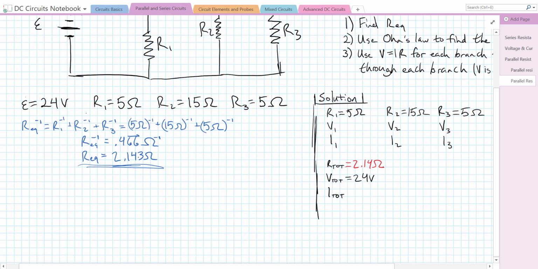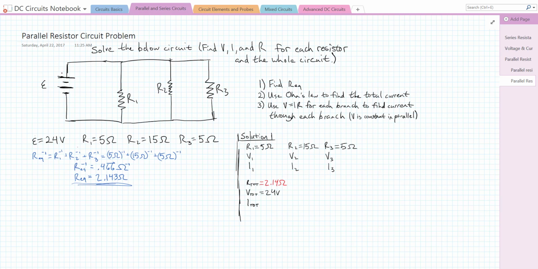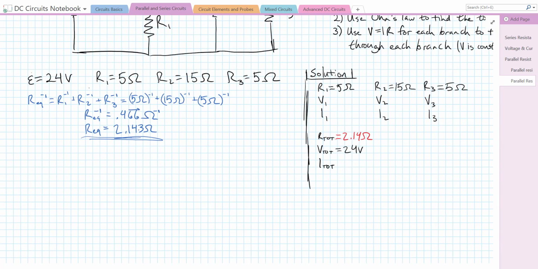Next up, we are going to use Ohm's law to find the total current. That is going to be the current coming from the battery. So I'm going to label that here, I total. And we would also have I1, I2, I3. So let's zoom in again and just use Ohm's law to find our total current. We're going to use V total is equal to I total, R total, or R equivalent. And that implies that I total is equal to V total over R total.